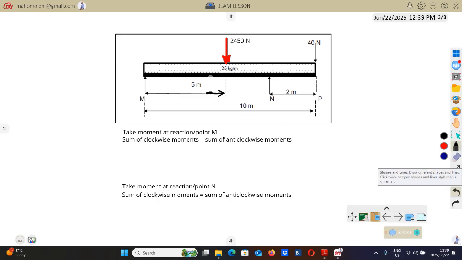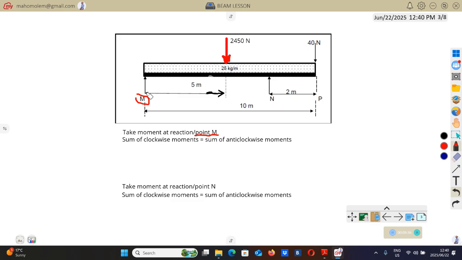Right after converting that UDL to a point load, now we can proceed with calculating the reactions. So we're going to take moments at point M, which is this. So take moments at point M. We know that to have a state of equilibrium, the clockwise moments should be equal to the anti-clockwise moments.